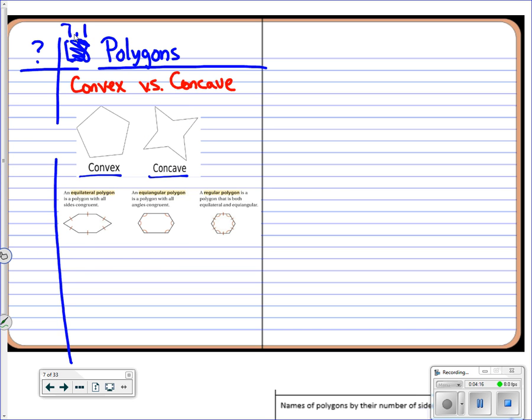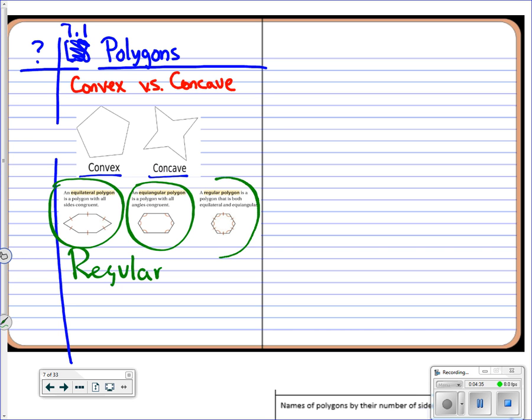All right, now let's talk about regular polygons, okay? Now, in this first shape here, we have an equilateral polygon. You can tell by all the sides are congruent. The next one, we have an equiangular polygon. All the angles are the same. Then we add those two together and we call that thing a regular polygon. So if I tell you something is a regular polygon, you automatically know that all the sides are congruent and all the angles are congruent.